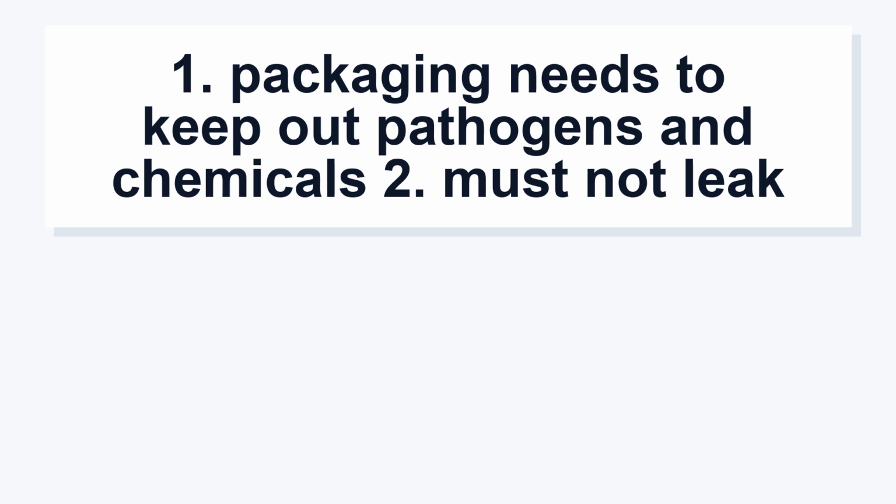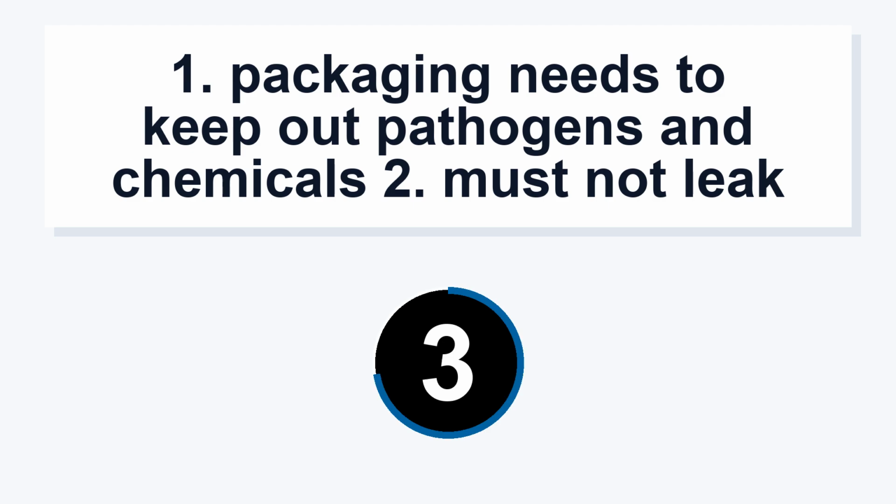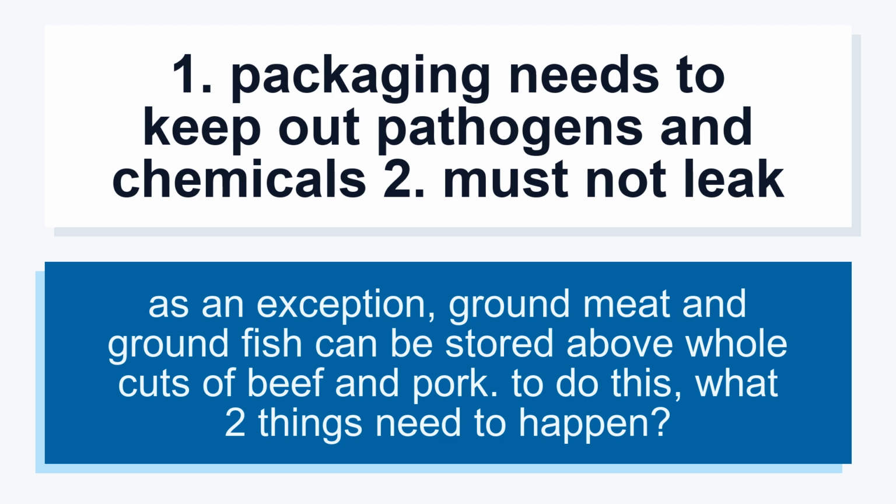1. Packaging needs to keep out pathogens and chemicals. 2. Must not leak. As an exception, ground meat and ground fish can be stored above whole cuts of beef and pork. To do this, what two things need to happen?